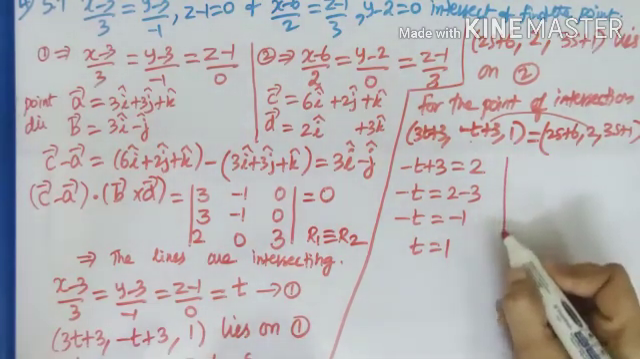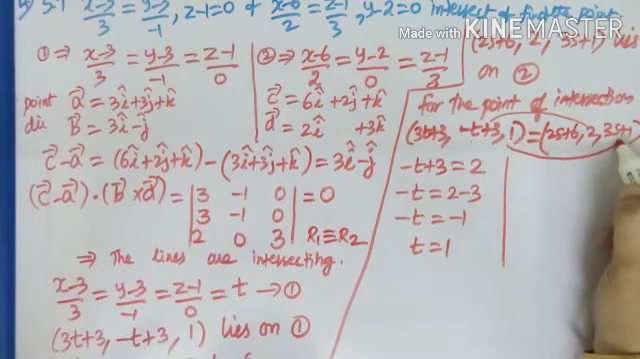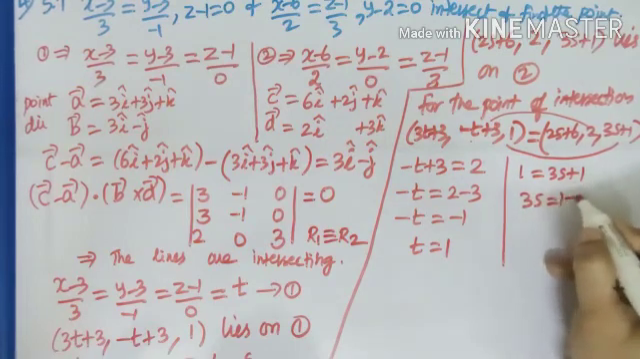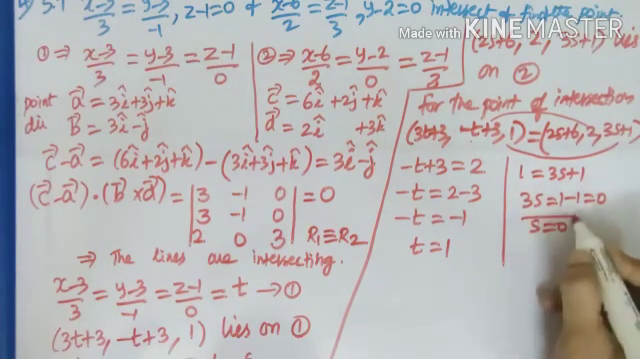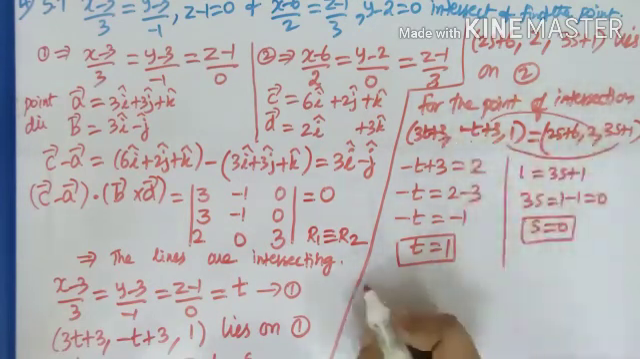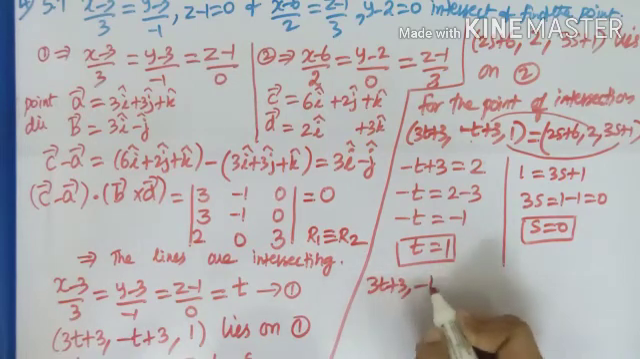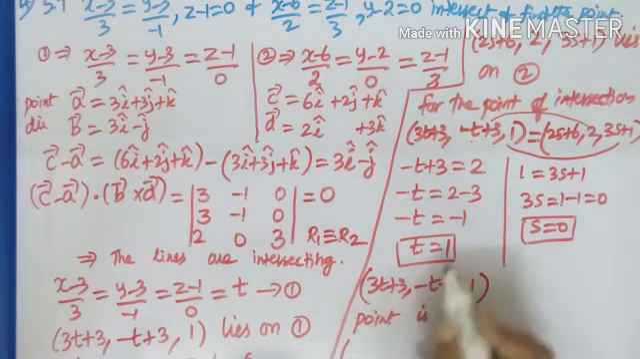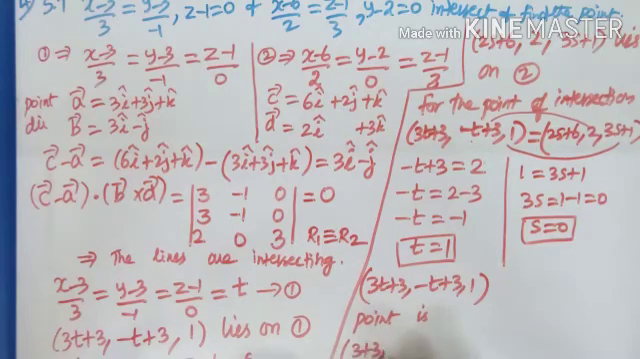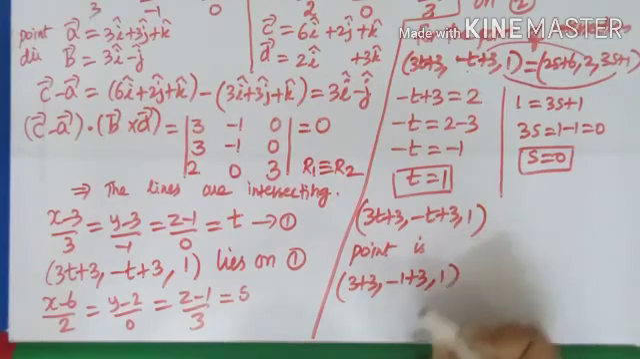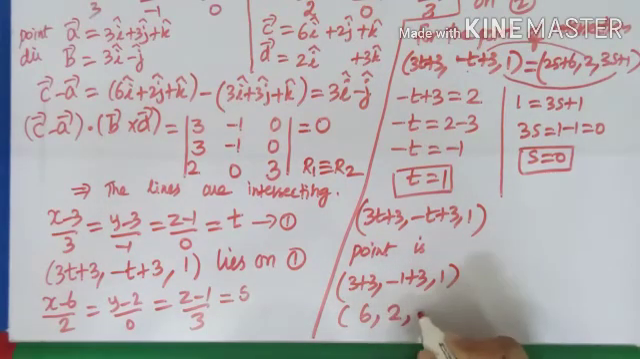You can also compare z and z values. 1 equals 3s plus 1, or 3s equals 1 minus 1, that is 0, or s is equal to 0. If I get t, put it in the t coordinates, that is (3t plus 3, minus t plus 3, 1). Put t equal to 1. I get the point as 3 plus 3, comma, minus 1 plus 3, comma, 1. That is 6, 2, 1.